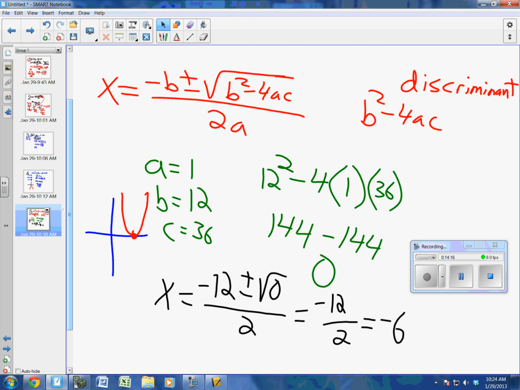And so it's telling me where it's going to cross the x-axis. It's going to cross the x-axis at negative 6. There's only one answer. Okay? So this is called the quadratic formula. The part we're doing is the discriminant.